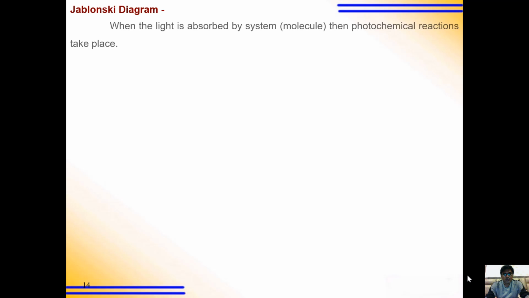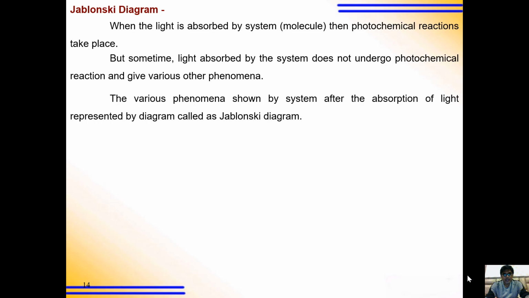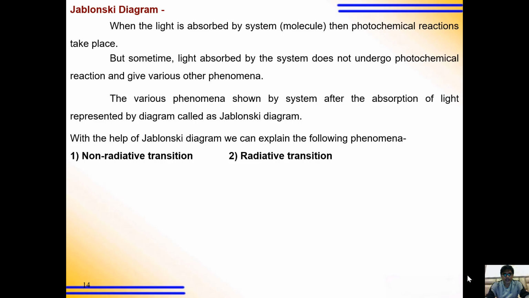Now we just understand a very important concept in photochemistry, that is the Jablonski diagram. When light is absorbed by a system or molecules, photochemical reactions take place. But sometimes the light absorbed by the system does not undergo photochemical reactions and gives various other phenomena. The various phenomena shown by the system after the absorption of light are represented by a diagram called the Jablonski diagram.